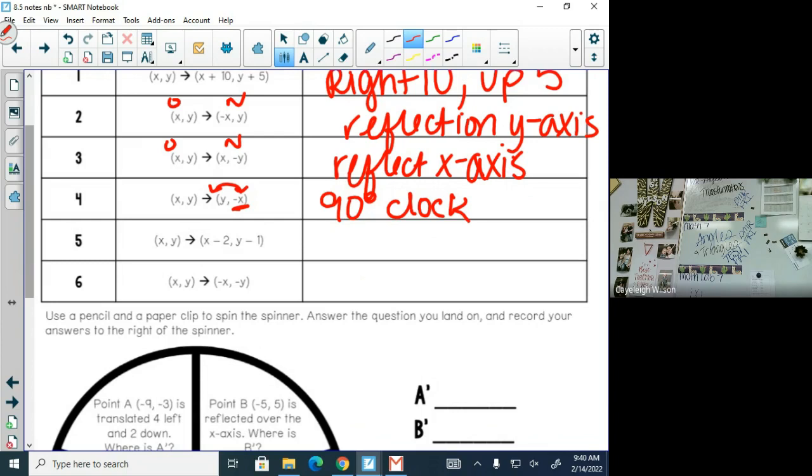Okay, so it's a left 2, because it's a -2 on the X, and then what's this -1? That one. Down 1. I'm so proud of you. All right, and then number 6. Both the X and Y are negative, so everybody, this is a 180 degree rotation. So 180, and we can put clock or counterclockwise, it doesn't matter.